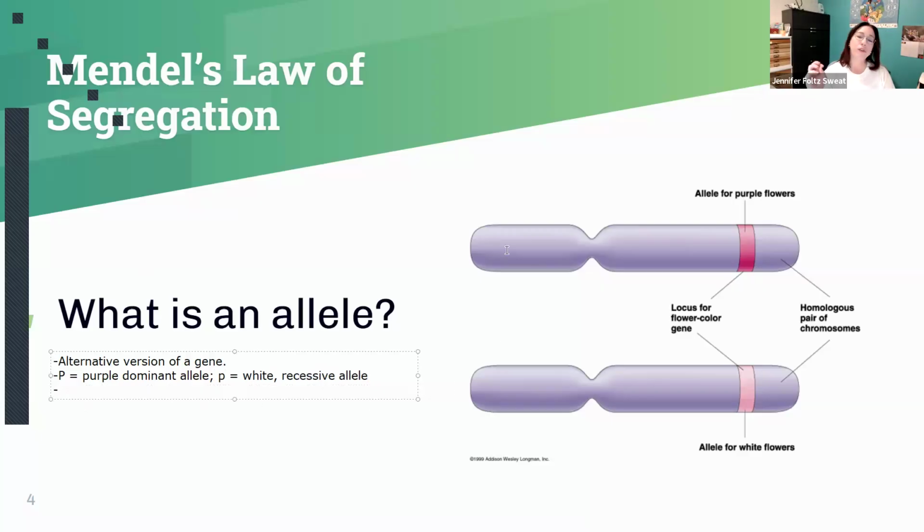So now I used a term that you guys need to know, which is genotype. When I say genotype, I am referring to the actual alleles that a person has. So typically we have two alleles for a gene, and the actual letters are the genotype.